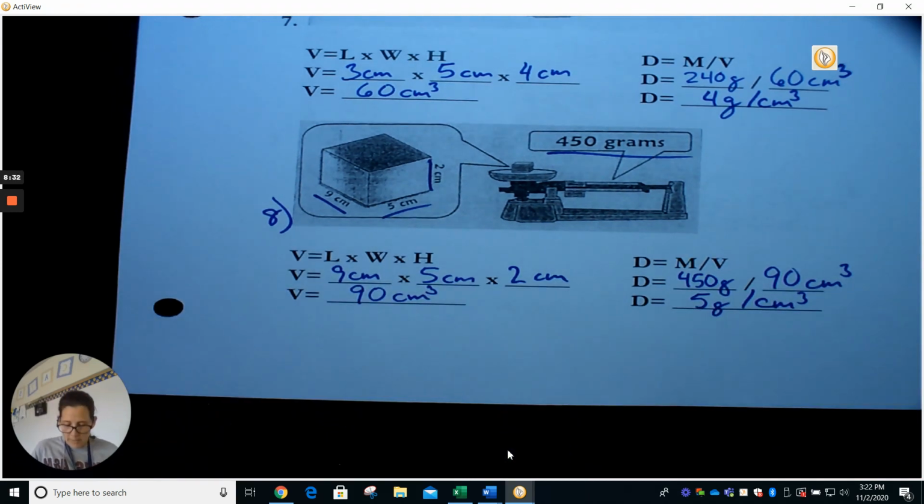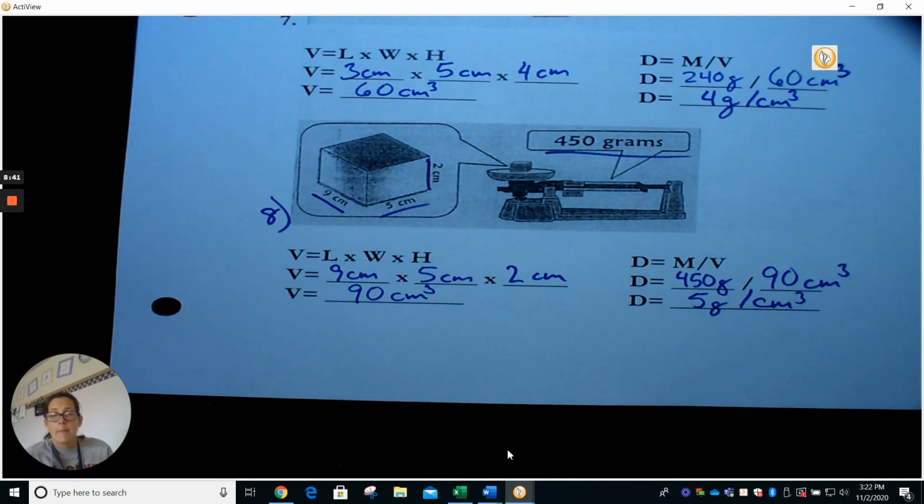Okay, I hope this video helped you understand a little bit more about how to figure out the volume and the density of rectangular prisms. If you guys have any questions or you're stuck anywhere, let me know. Don't sit at home and just not know how to do something and give up, okay? Because I can help you, all right? Y'all are amazing, and good job.